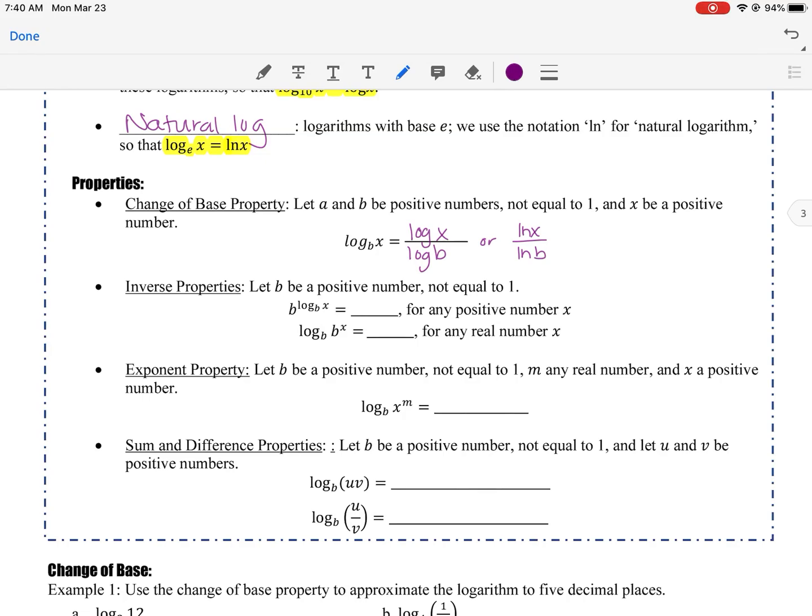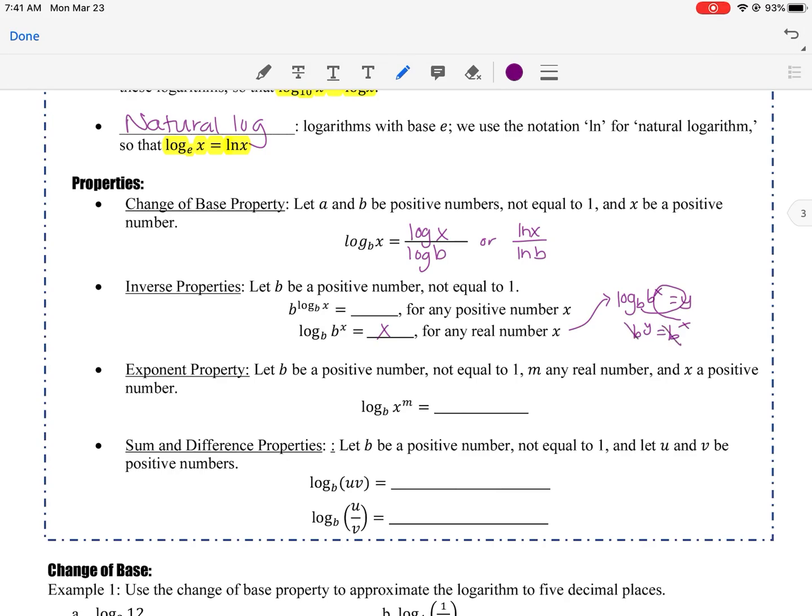Okay, let's talk about some inverse properties here. So, let b be a positive number not equal to 1. I'm going to actually start with this second one where it says log base b of b to the x. I feel like my students had a hard time recognizing that should just be x, so I'm going to do a little work over here to the side, and then I think the other one will follow. So, if we think about log base b of b to the x, let's call it y. Then we're saying, hey, b to the y equals b to the x, right?